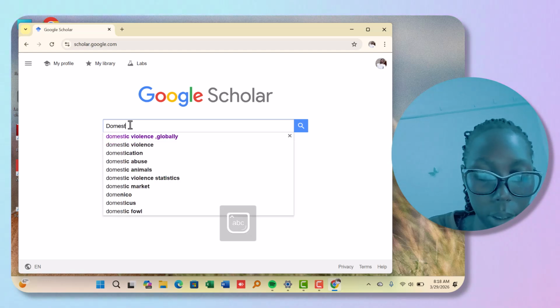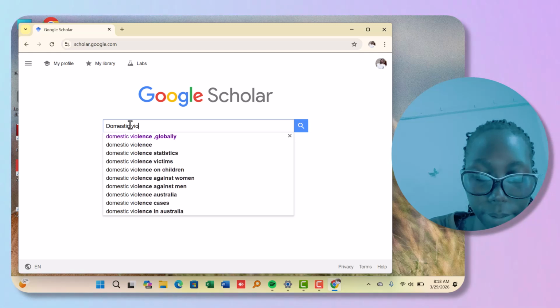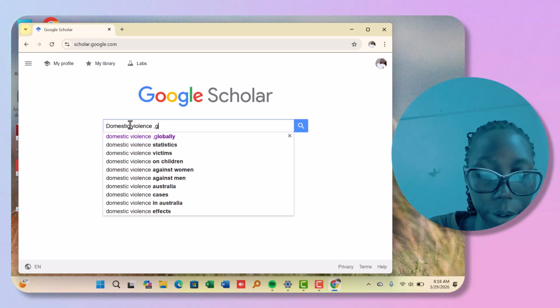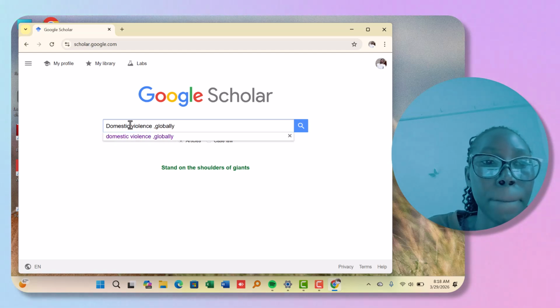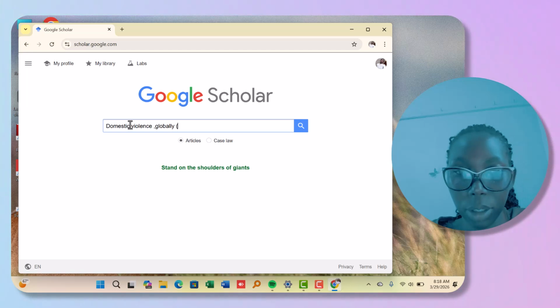domestic violence, and just put a comma. Globally. What I mean by globally is they're going to bring us domestic violence globally, in maybe US, in Africa, in Europe, North America, South America, and Asia. You can include them in your search.